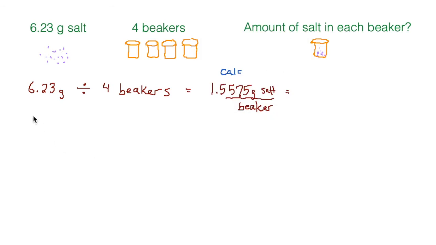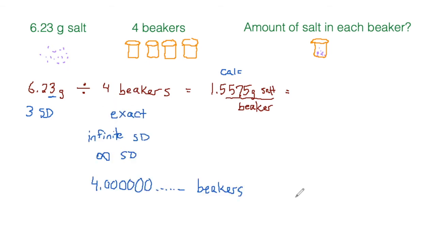Let's look at the significant digits. This measurement of the mass of the salt is known to 3 significant digits. So this 3 is uncertain. We have plus or minus 0.01 grams of salt. Beakers are a counted item. So we have counted 4 beakers. This is not plus or minus 1 beaker, and it's not plus or minus 0.1 beakers. This is an exact number.